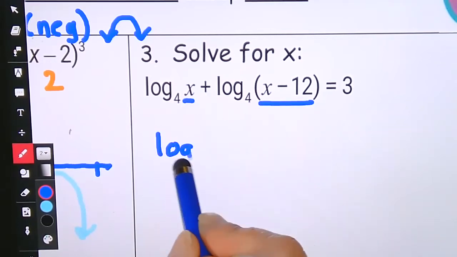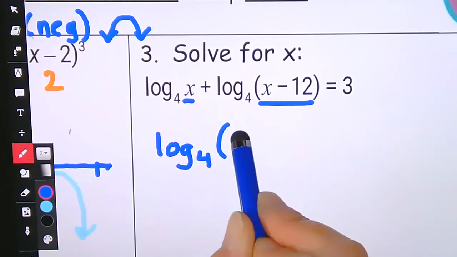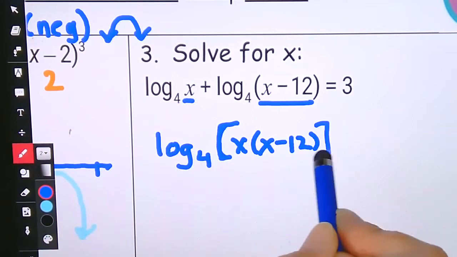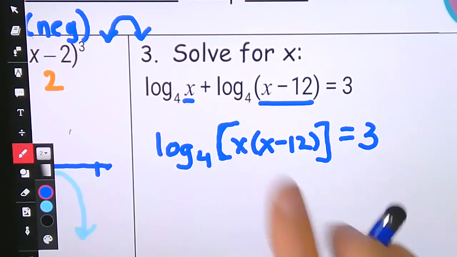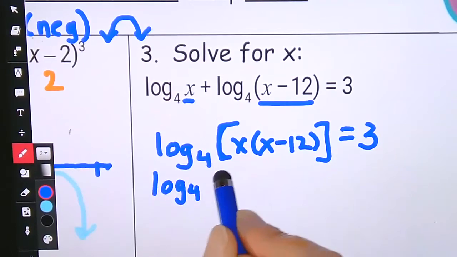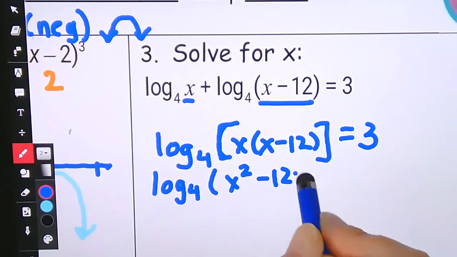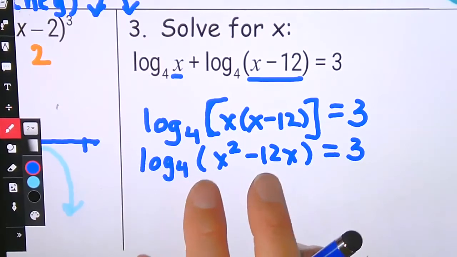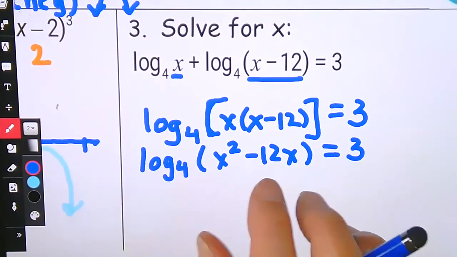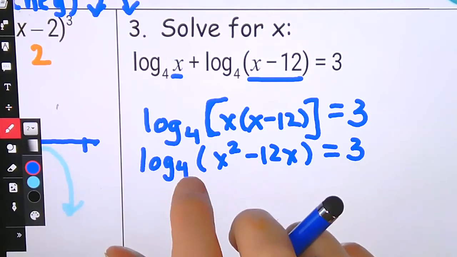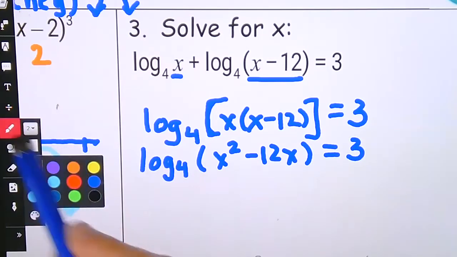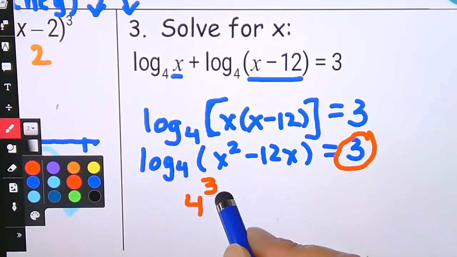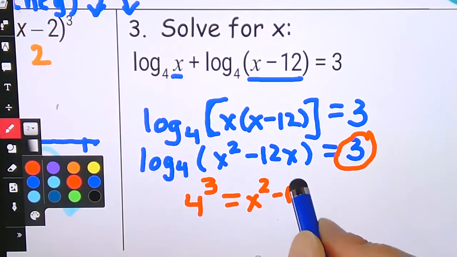So I'm going to have log base 4 of, and I'm going to do a bracket here, x times x minus 12, equals 3. So I'm going to distribute this. So log base 4 of x squared minus 12x equals 3. And then once I have my log isolated as a single logarithm, I'm now going to rewrite it in exponential form. So this is my base. Your log always is equal to your power. Okay, so this is going to be our power. So I'm going to go 4 to the third is equal to x squared minus 12x.